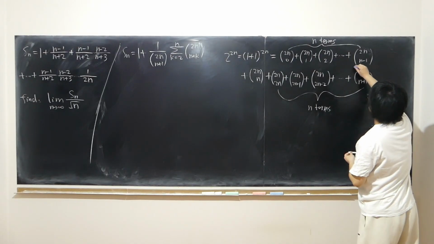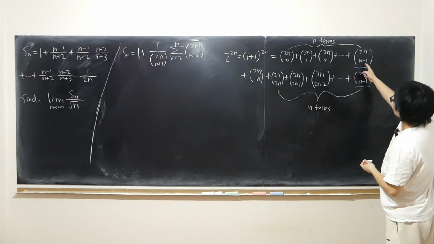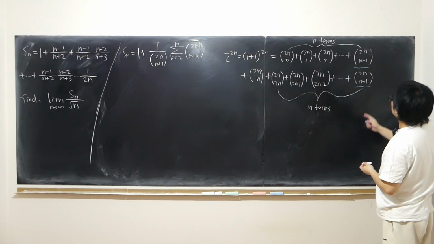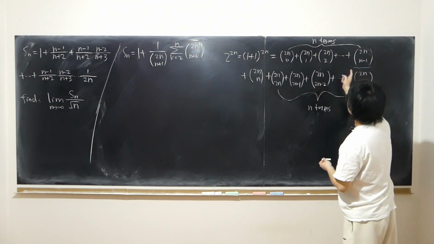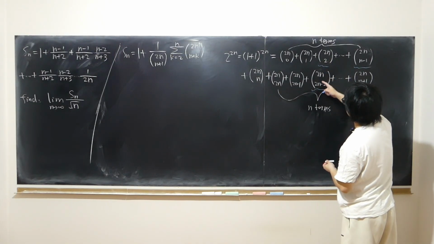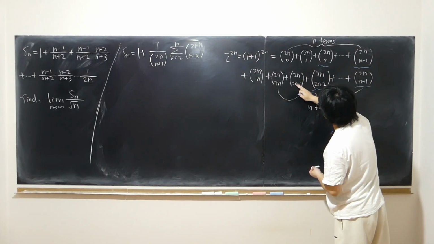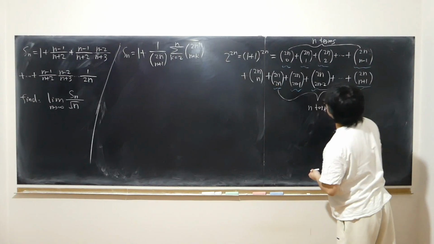Like I said, they equal each other, because we have 2n minus this one equal to n plus 1. In other words, they add up to 2n. They should equal each other.